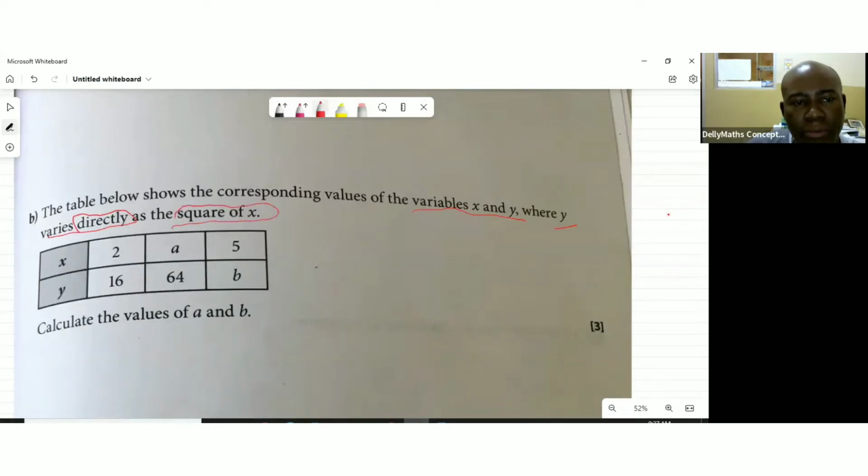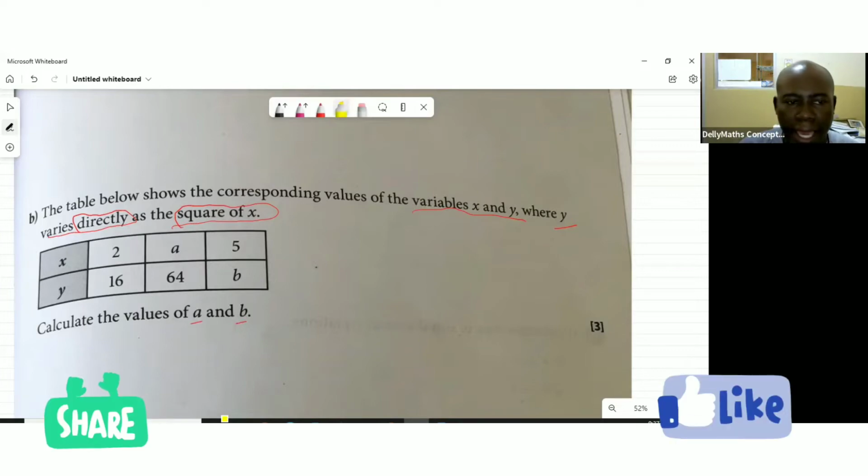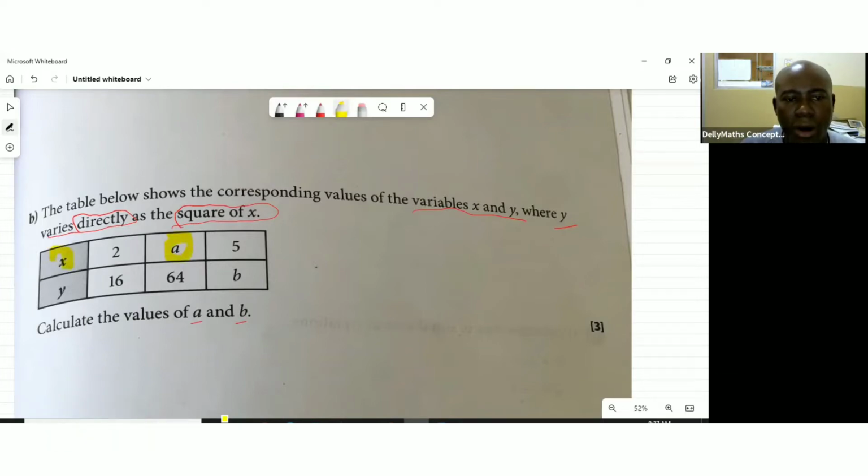So this is very important. y varies directly as the square of x. The question wants us to calculate the values of a and b. Understanding the table, a is, as you can see here, an x value, and b is a y value. So basically, we're going to be finding x and y values. We label the spots a and b depending on what we're doing.